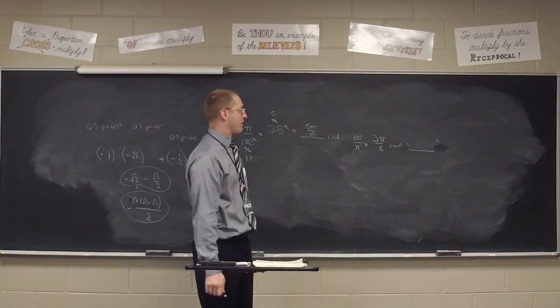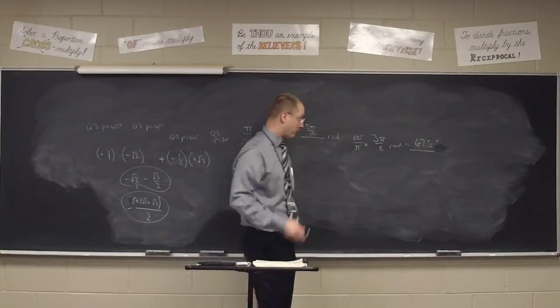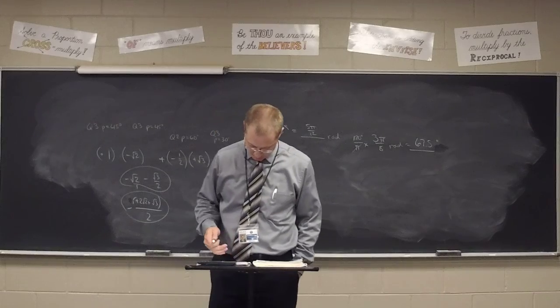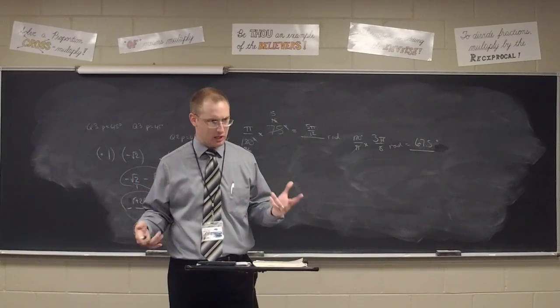Otherwise, I guess I could divide by 67.5. 67.5 degrees, or 67 degrees 30 minutes if you wanted to be a nerd. Don't be a nerd. Questions on converting degrees, radians, degrees, all that stuff.